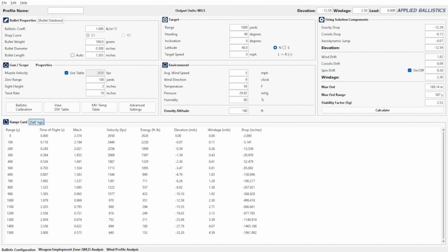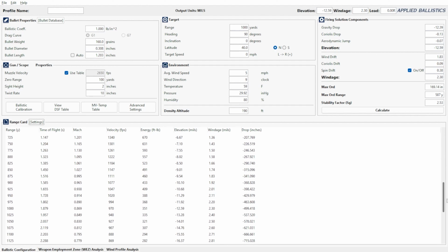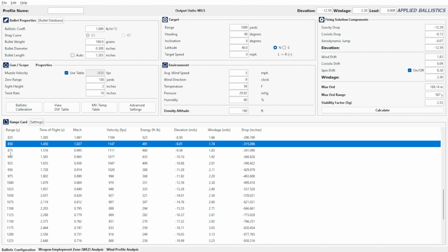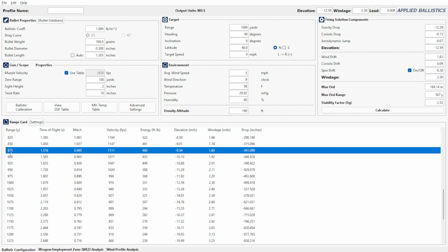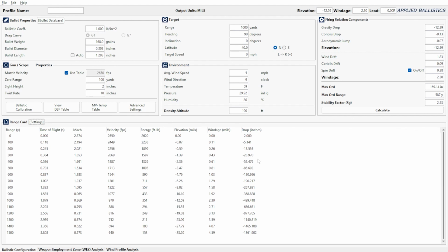So if we were to go into the settings and change those increments, let's say to 25 yards, then it's going to break it down even further. Then if we scan down here, we should now be able to see a little bit clearer exactly when it goes subsonic. So it's between 850 and 875. Knock it back to 100 just for ease of viewing.